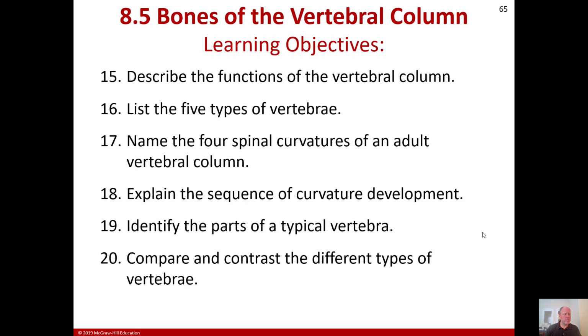Okay, we're talking about the bones of the vertebral column for axial and appendicular skeleton for Chapter 8, Section 5. You should be able, after going through this section, to describe the functions of the vertebral column, list the 5 types of vertebrae, name the 4 spinal curvatures of an adult vertebral column, explain the sequence of curvature development, identify the parts of a typical vertebra, and compare and contrast the different types of vertebrae.